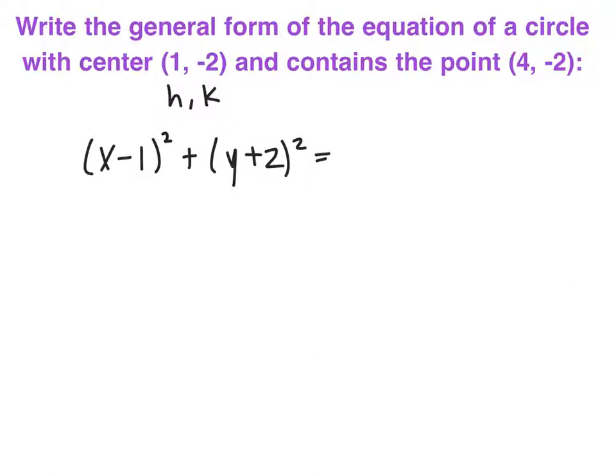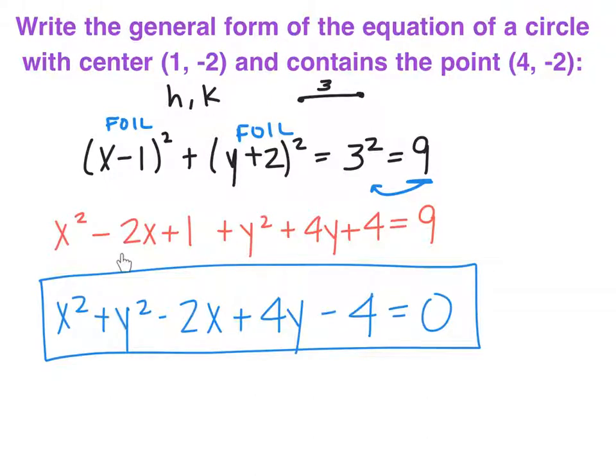And I can use the distance formula between these 2 points, but I know that 1, negative 2 to 4, negative 2 is the distance of 3, so I know my radius squared is going to be 3 squared, or 9. And the only thing left to do is FOIL this guy, FOIL that guy, move this over here, and I'll have it in the general form. And when I work it out, this is what I get.